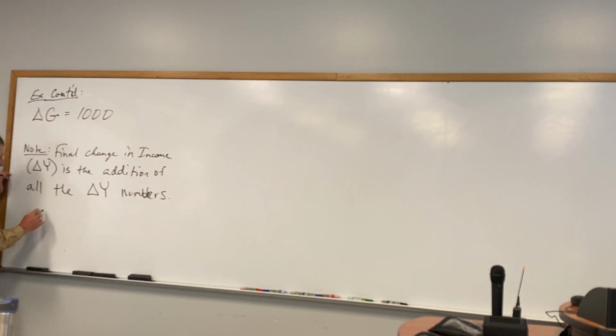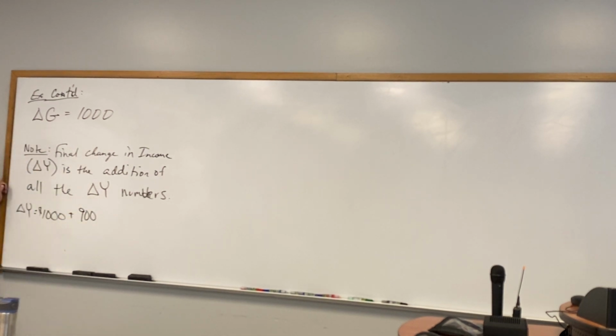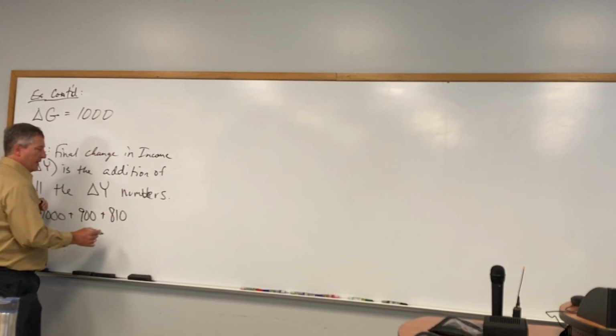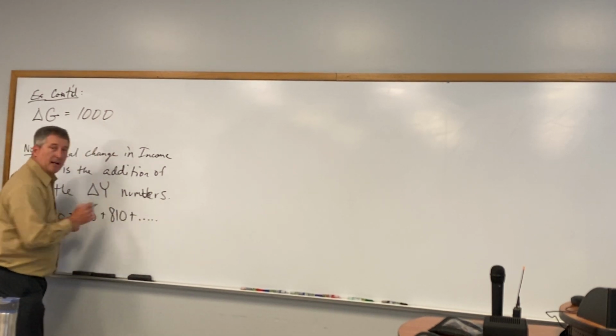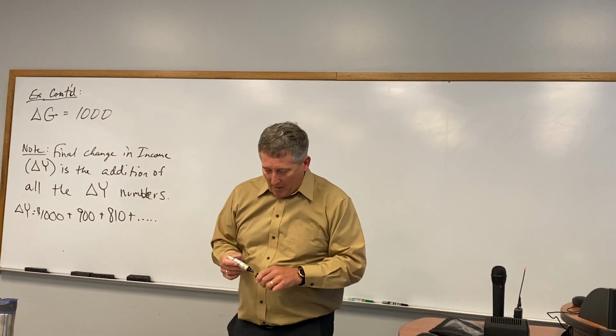And so from your numbers, Guns R Us had 1,000, so the change in income, Guns R Us had 1,000, plus $900 was Walmart, plus $810 was Pizza Village, plus... And we just add up all of the new money that was created.